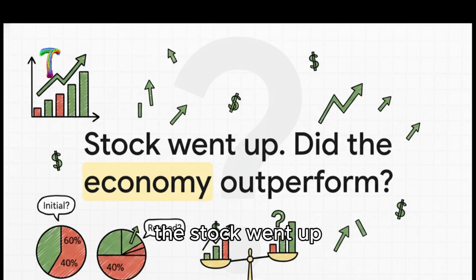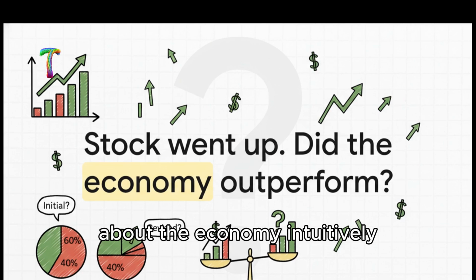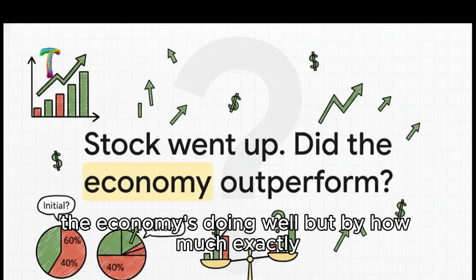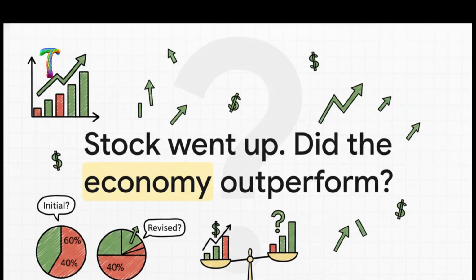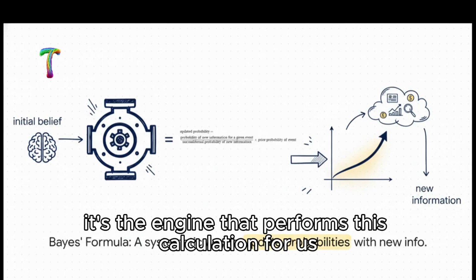The stock went up. Does this new fact change our original 60% belief about the economy? Intuitively, yeah, it should. A rising stock seems like pretty good evidence the economy's doing well. But by how much exactly? This is where Bayes' formula comes in. It's the engine that performs this calculation for us.